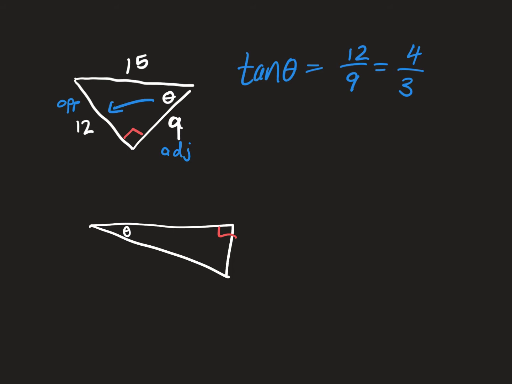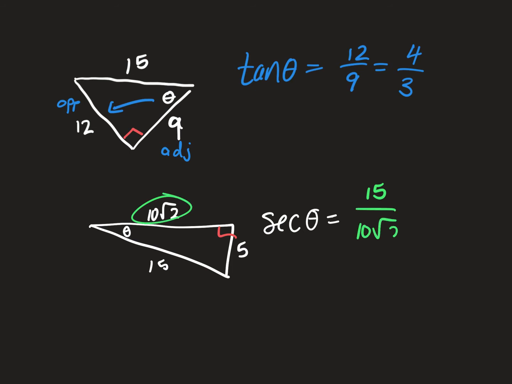We are looking for secant. So secant is the reciprocal of what trig function? Cosine, right? All right, so cosine is what? Adjacent over hypotenuse, so that means secant is hypotenuse over adjacent. So our hypotenuse is 15. Our adjacent is 10 square root of 2. So you can reduce that to 3 over 2 square root 2, because 15 and 10, you can divide both by 5.